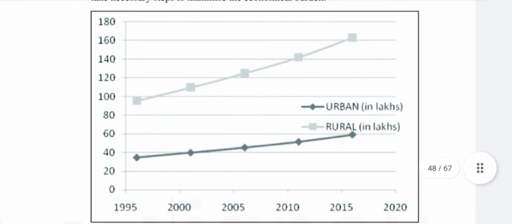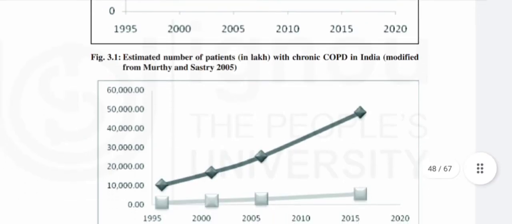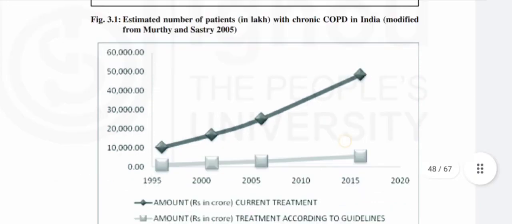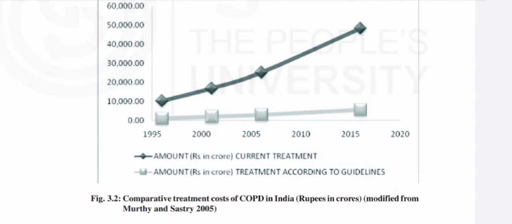This is the graph which is shown here. Here you can see urban. At the bottom you can see the line describing the urban population in lakhs, and the line above describes the rural population in lakhs. Estimated numbers of patients in lakhs with chronic COPD in India, modified from Murthy and Sastry 2005. Here is one more graph, comparative treatment cost of COPD in India, rupees in crore, modified from Murthy and Sastry 2005. The dark line shows the amount in rupees in crores for current treatment, and the light line shows treatment according to guidelines, amount in rupees in crores.